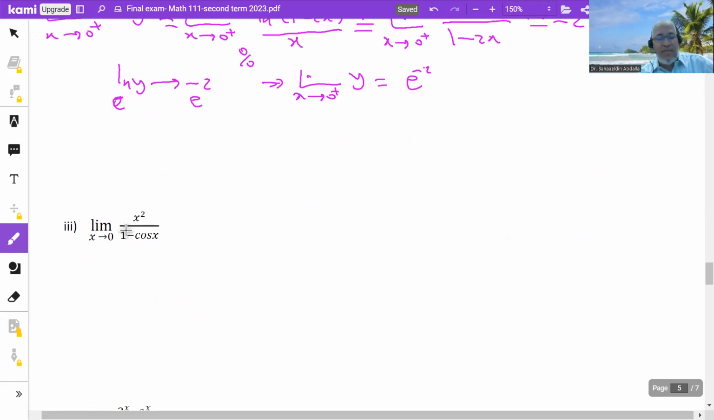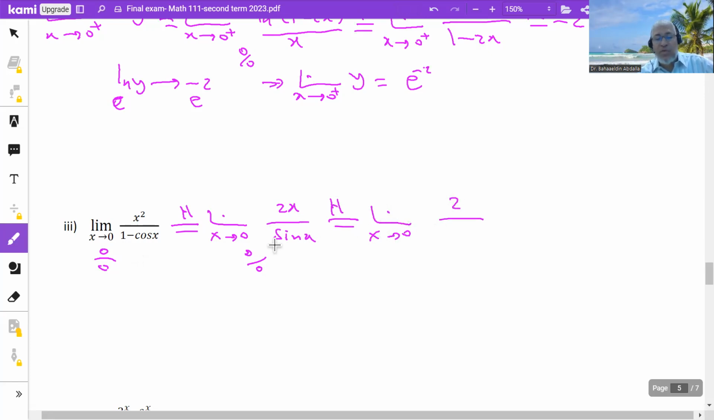Well, if I replace x by 0, I have 0 over 1 minus 1, that's 0. So I can use L'Hopital's rule immediately. Derivative of x squared is 2x. Derivative of 1 is 0. Derivative of cosine is negative sine, so negative cosine would be sine. Well, 0, again sine 0 is 0. So I'll use L'Hopital's rule again.